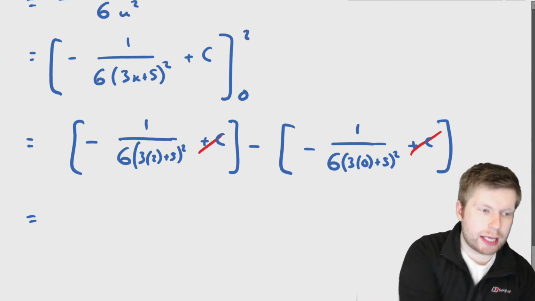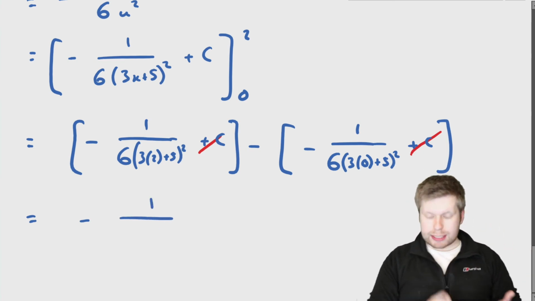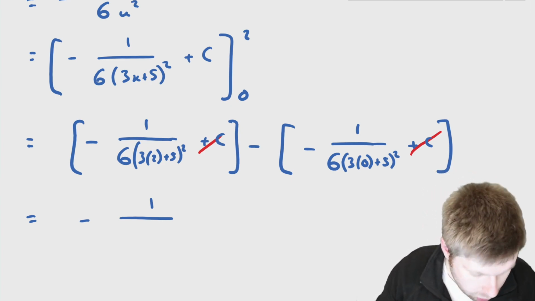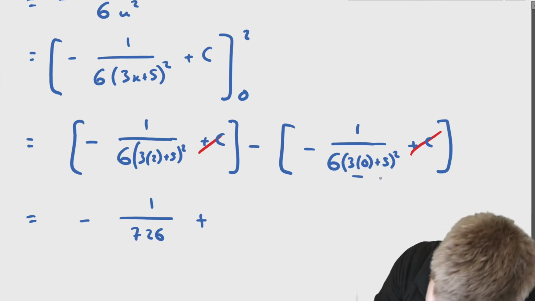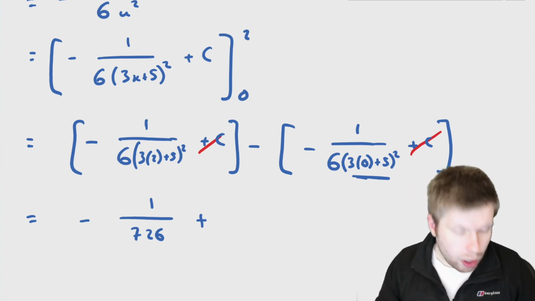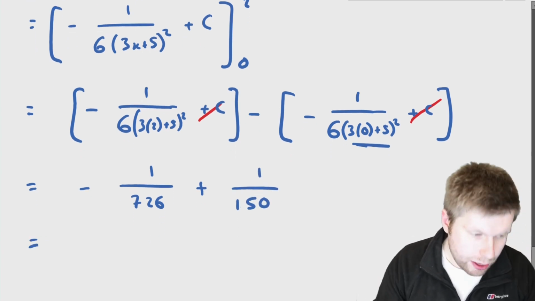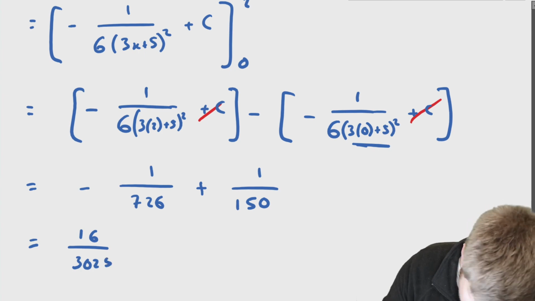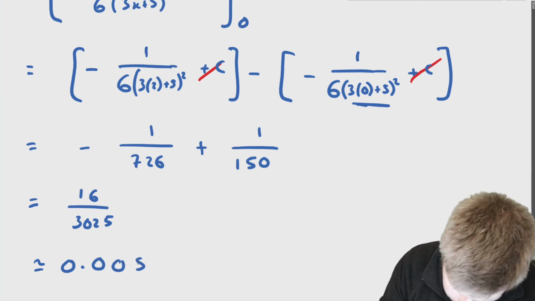Okay, so what do I get? Well, I'm just going to do a bit more tidying up before I reach for my calculator. So this is going to become negative 1 over, okay, 3 times 2 is 6, plus 5 is 11, square it, that becomes 121. So what's 6 times 121? Well, 6 times 121 is 726. Then I'm going to take away a negative, so that becomes a positive. Then again, I get 3 times 0 plus 5, so that's just going to be 5. Square it becomes 25. Times it by 6, well, that is simply 150. So I get plus 1 over 150. So when I add those two things together, I reach for my calculator, I get 16 over 3025, which gives me an area of about 0.005. Okay, so that's probably what I'm going to leave it as.